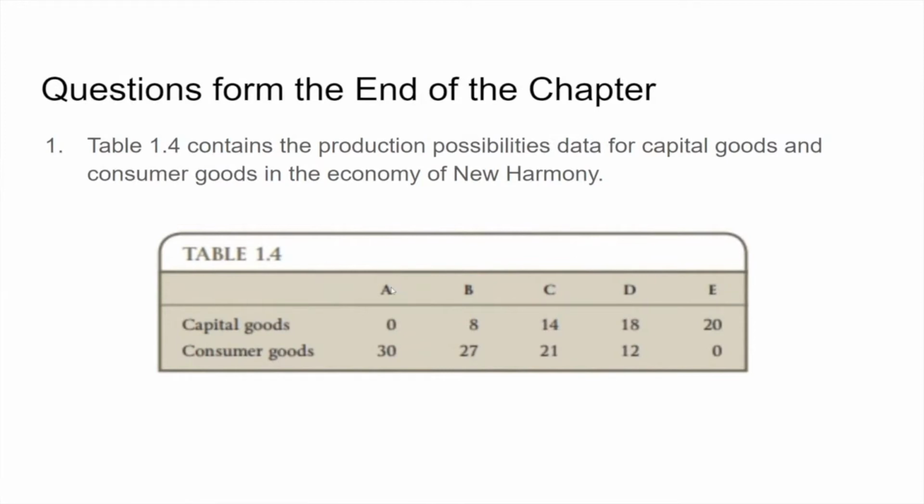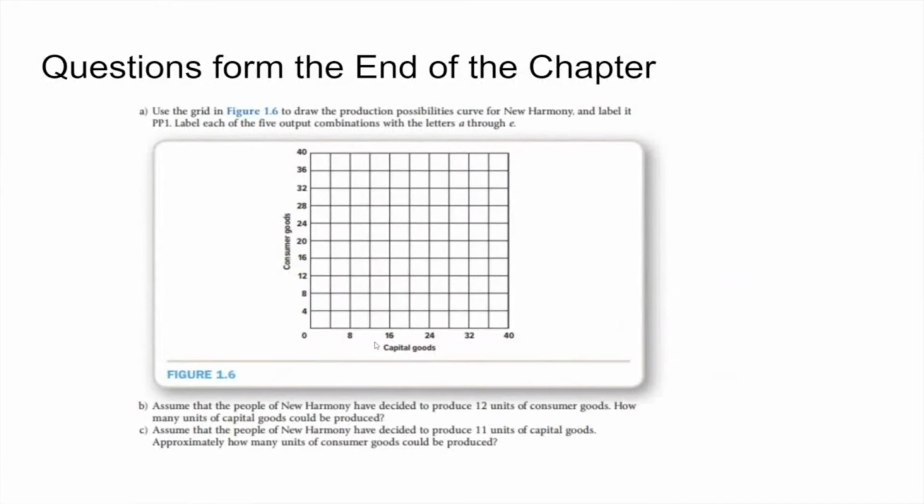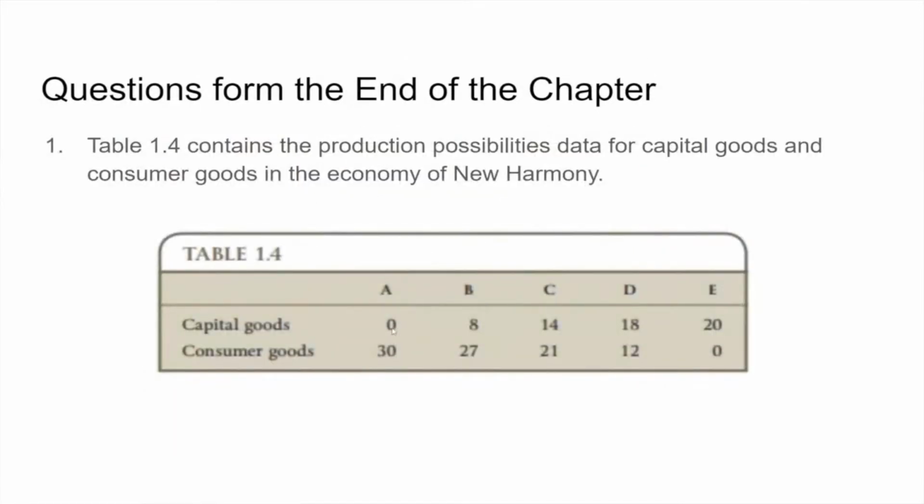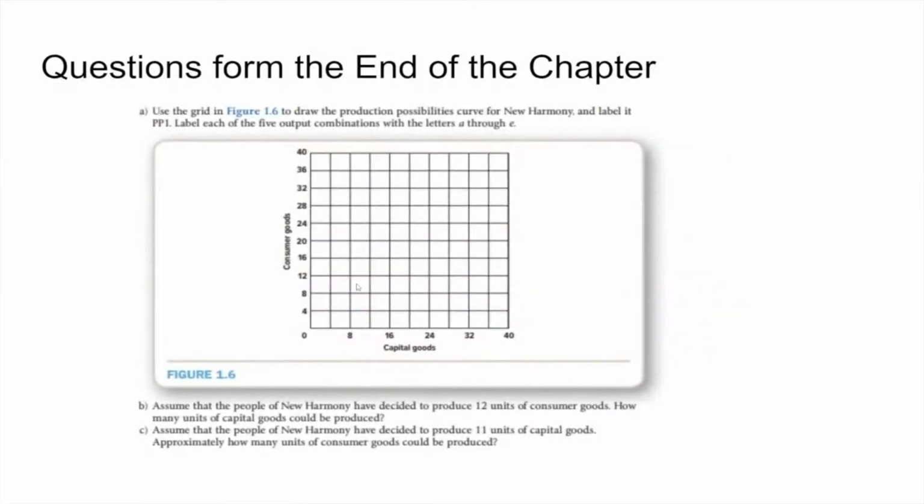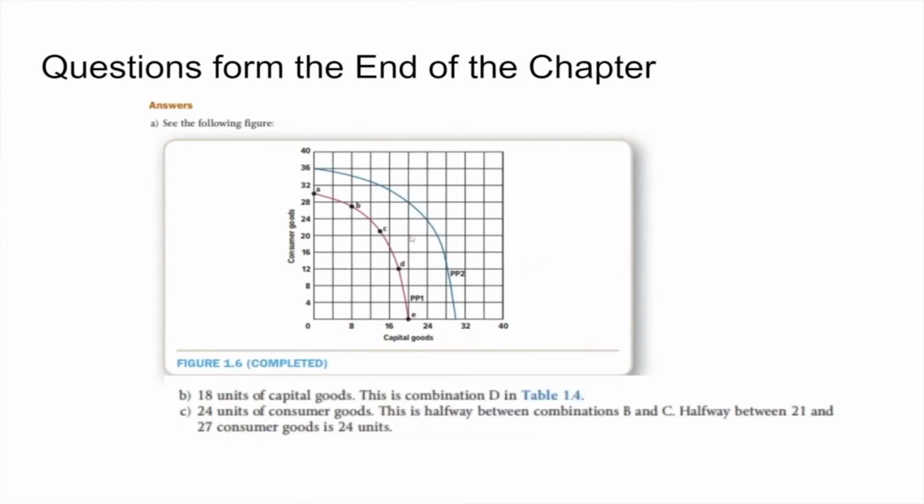8 and 27 will be the second. So 8, 27, the spot here. So what we're going to get is this right here. We're going to get A, B, C, D, E. So this is what it's going to look like. So 0 and 30, 8 and 27, 14 and 21, and so on. So what you should end up with is a curve that looks like the red line here.